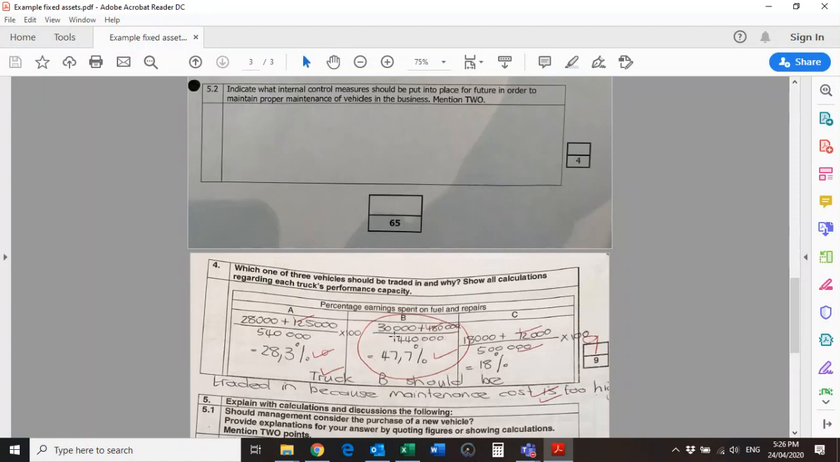Why? Because the maintenance and the fuel is too high. That is why I need to interpret it, because for every 1 rand income I make, I have to spend 48 cents on expenses. So I'm only pocketing, what would it be, 42, no?